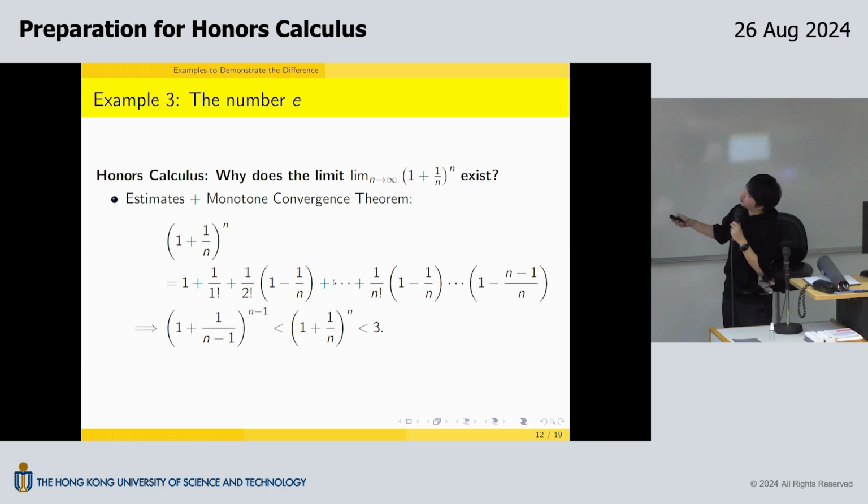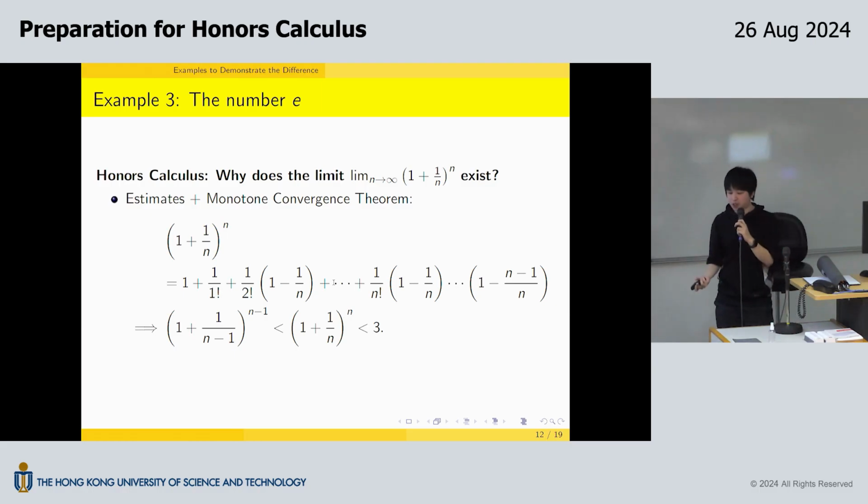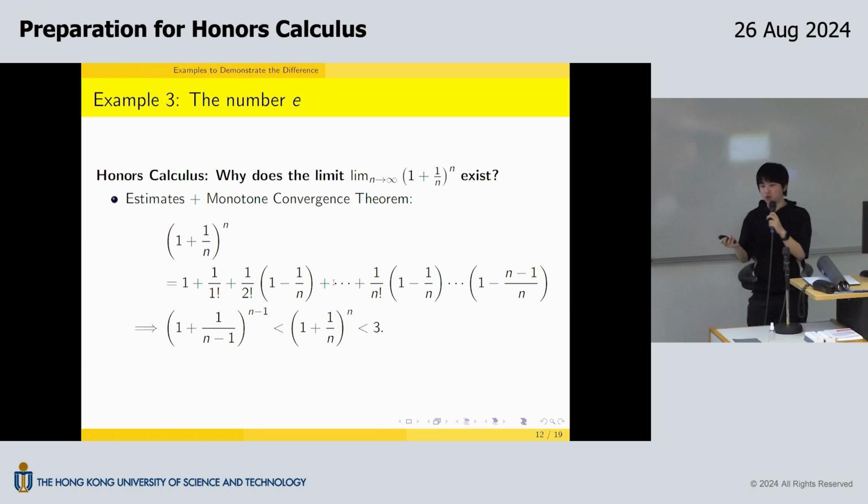Instead, you will use estimates and the monotone convergence theorem to prove that this limit exists. The monotone convergence theorem is a theorem you will learn in the honor calculus course, and it tells you a criterion for convergence of a sequence. To apply it, you need to satisfy two requirements. The first is that the sequence has to be monotone, let's say monotone increasing. The second is that the sequence should be bounded from above.